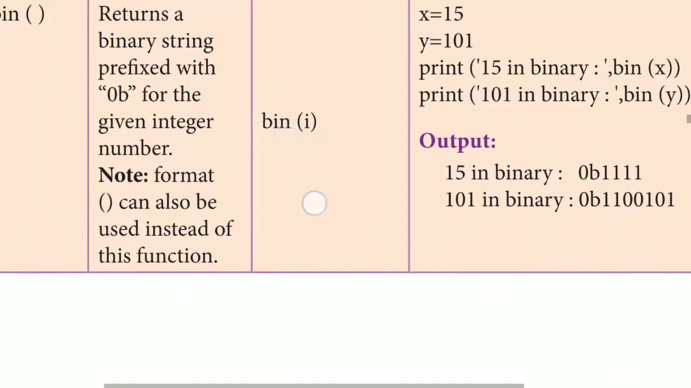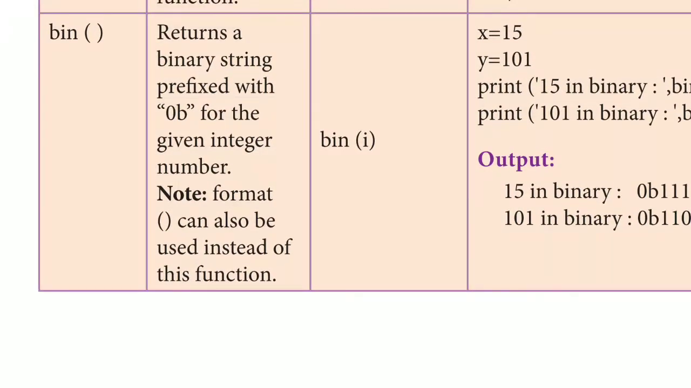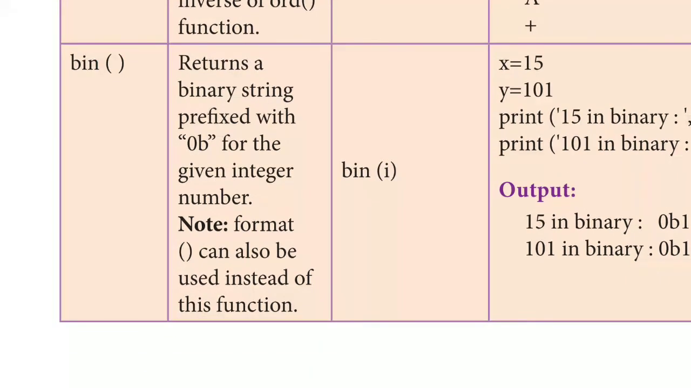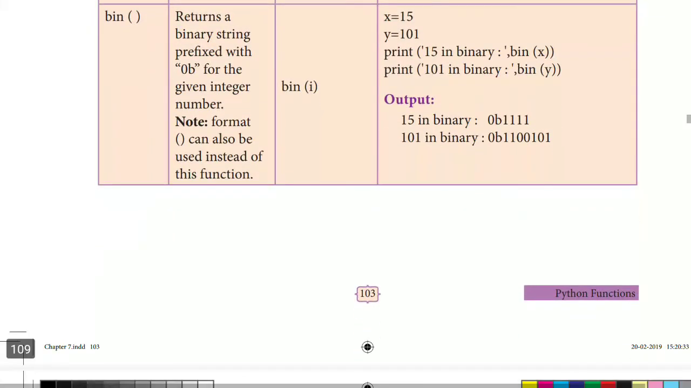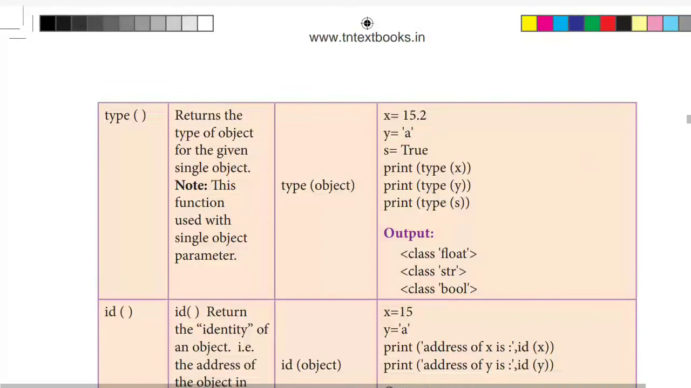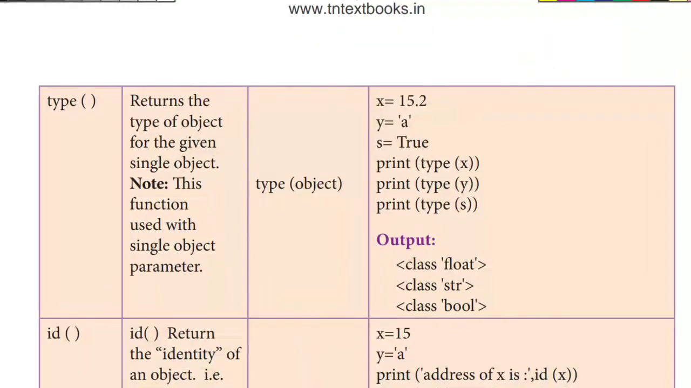So here you can see that the format function can also be used instead of this function. So format is another function that is used to convert the given number into a binary number. Next is type. To know what type of object or what type of variable it is, you can use this type function.